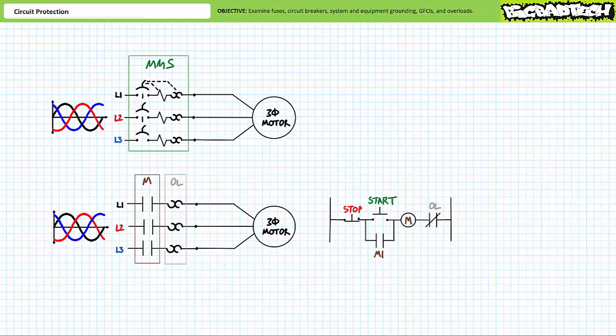A GFCI is a special type of circuit breaker that detects imbalance between incoming and outgoing current in a circuit and interrupts the circuit if it detects leakage. Finally, an overload relay allows brief overloads but protects against sustained overloads. An overload relay is a detection device only, and it signals another device, like a circuit breaker or contactor, to actually make or break connection.